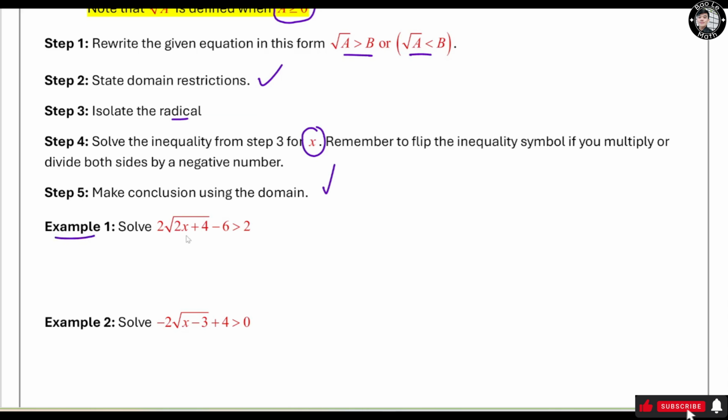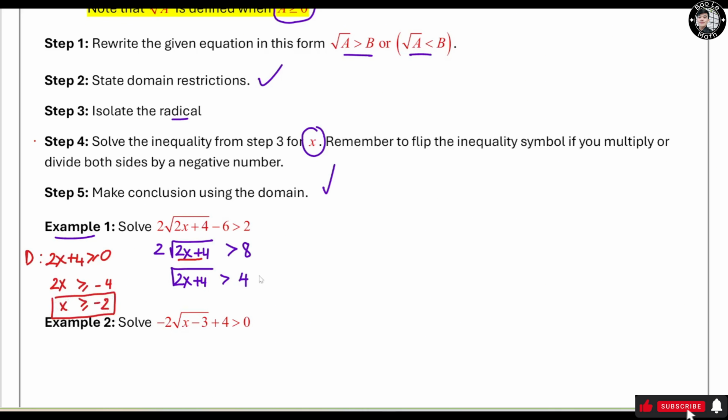Example number 1, we need to isolate the radical. So I'm going to add 6 to both sides. So it could be 2 square root of 2s plus 4 greater than 8. Divide both sides by 2. So it could be square root of 2s plus 4 greater than 4. I need to find the domain. So the domain is going to be this guy right here greater than or equal to 0. So it could be 2s greater than or equal to negative 4, s greater than or equal to negative 2.